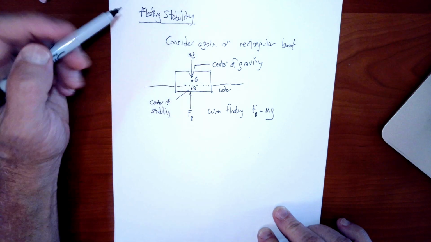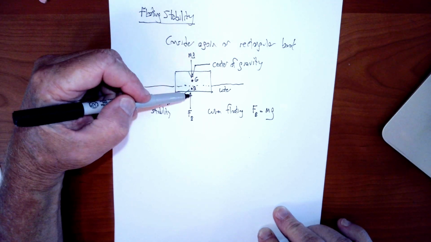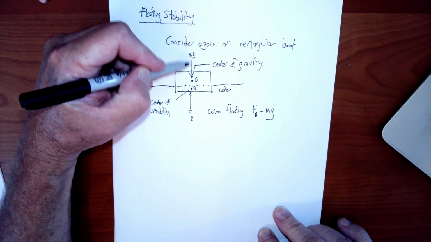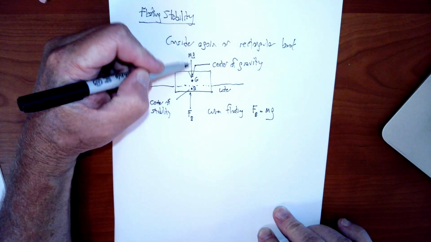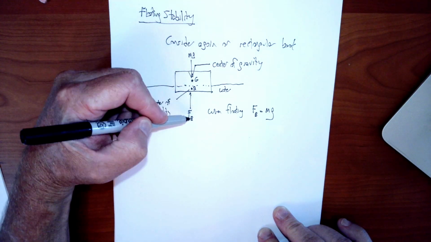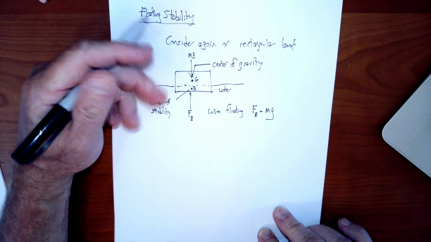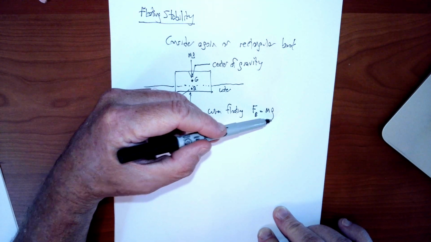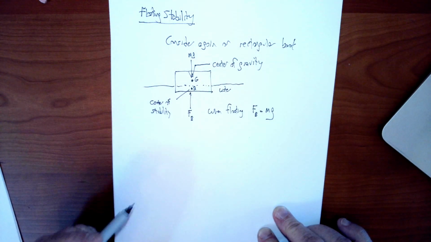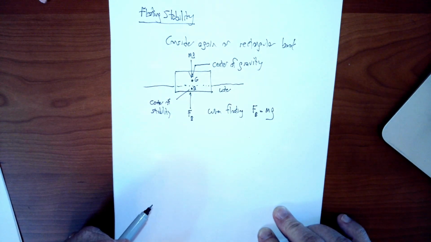When the thing's floating nice and calmly, these two are lined up perfectly. mg, of course, acting downward through the center of mass on the boat, and buoyant force acting upward through the center of buoyancy. And those will balance each other so that FB equals mg, and the boat will just sit there. But of course, the boat could tilt.